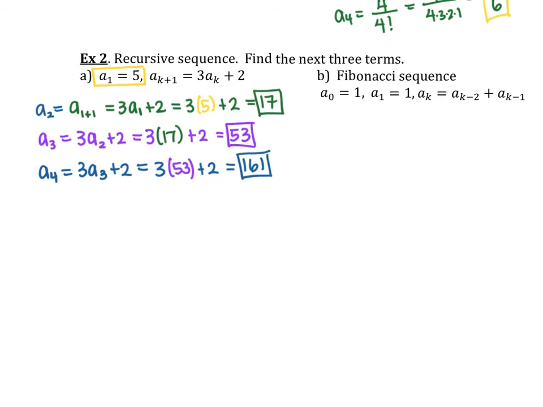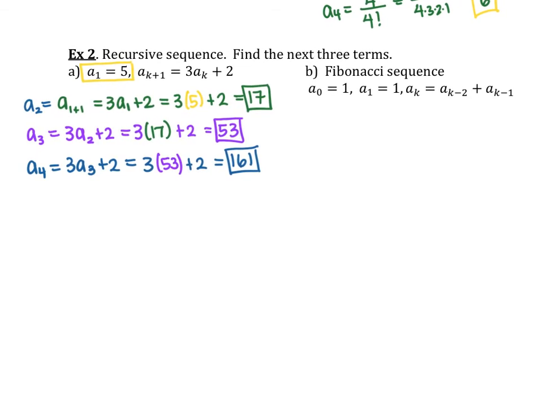Now the most famous recursive sequence arguably is the Fibonacci sequence. So this is how the Fibonacci sequence is defined, and it is a recursive sequence. They tell you A0 is 1, A1 is 1. Now if I want to find AK, that's going to equal AK minus 2 plus AK minus 1. So if I want this term, I need to do the term that's 2 previous plus the term that's 1 previous. Let me write this out, and then we're going to actually try to find the next 3 terms.